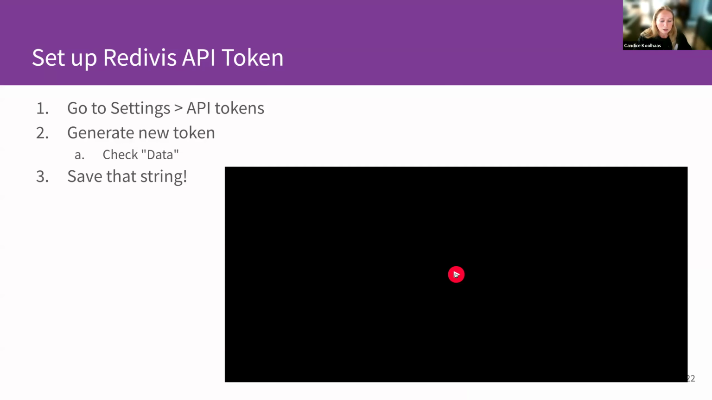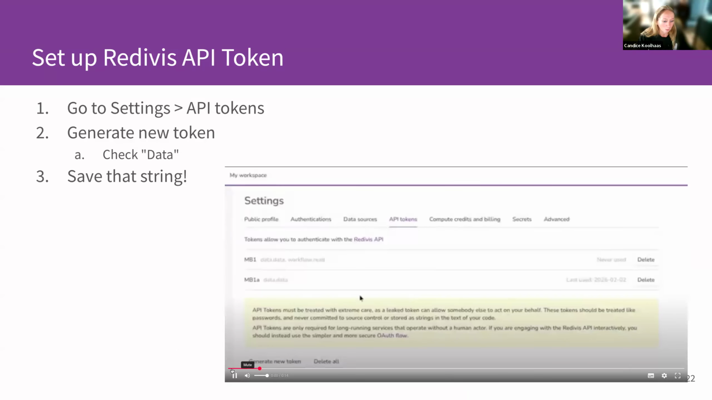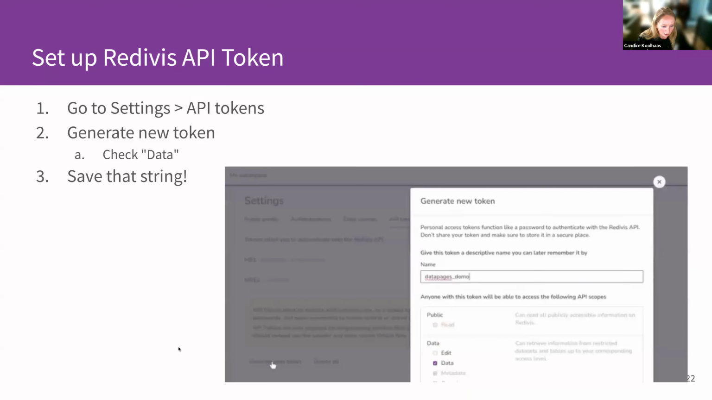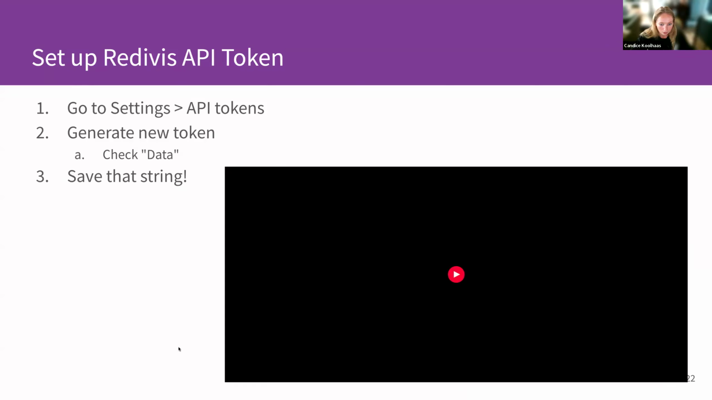So there's going to be a video that plays here of me clicking around on Rediviz where I click on generate new token. You can name it anything that you want to make it easier for you to know what the token is for. You're going to make sure that data is checked. And then it's going to give you a string of a bunch of crazy numbers and letters. You're going to copy that string and put it somewhere safe. Like I like to Slack it to myself in a private DM with myself, just so that I have it in case you lose it, because it's not going to give you that string again.